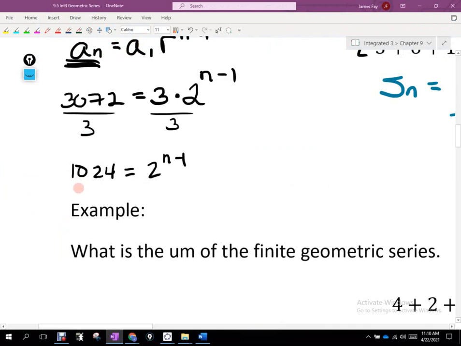Maybe if you knew that 1024 could be rewritten as 2 to the 10th, and the right-hand side was 2 to the n minus 1, because those bases of 2 are the same, what can I now say about the exponents? If the bases are the same, don't the exponents have to be the same? So then that would give me n to be 11, right?